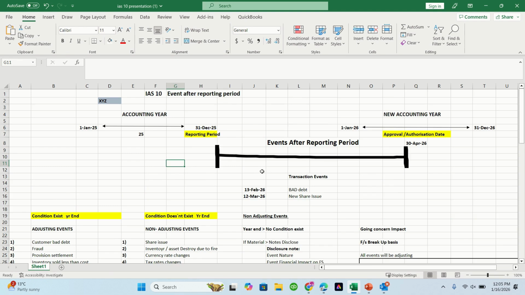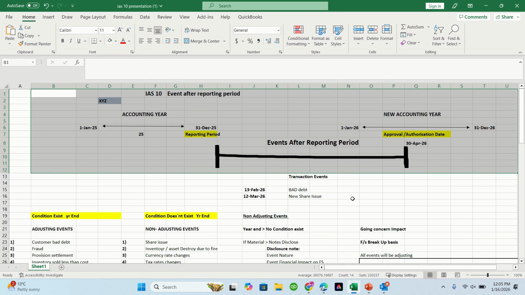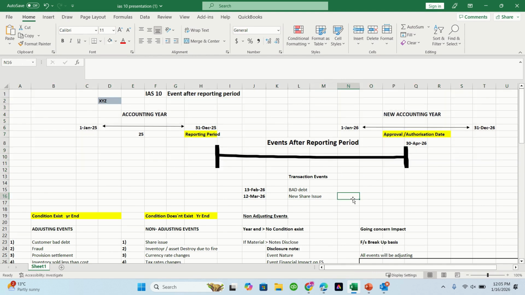Okay, here we have a timeline. I prepared a timeline to get a better view of events and a better view of the IAS 10 concepts. Now here we have XYZ company. XYZ company's accounting year starts from 1 January 25 and ends on 31st December 25. 31st December 25 is its reporting date. Its financial statements will be approved and authorized on 30th April 26, which is in the next new accounting year.